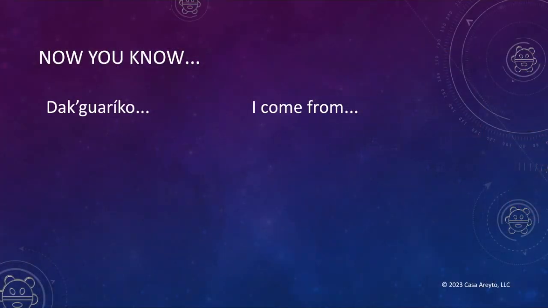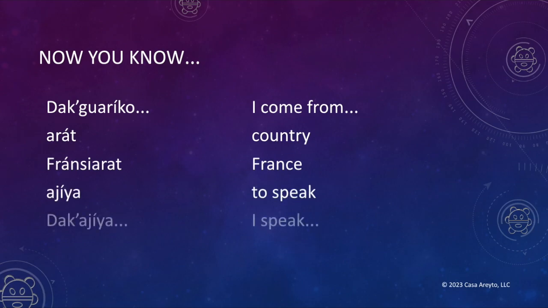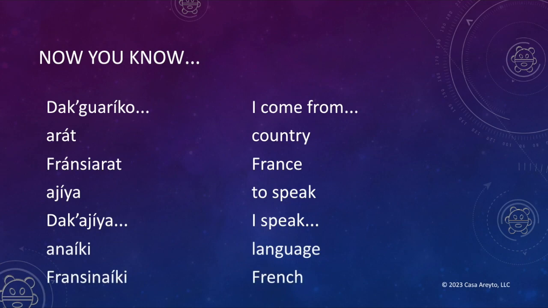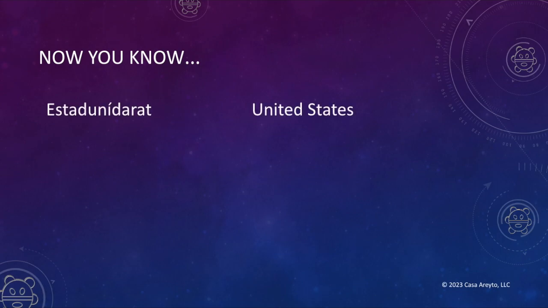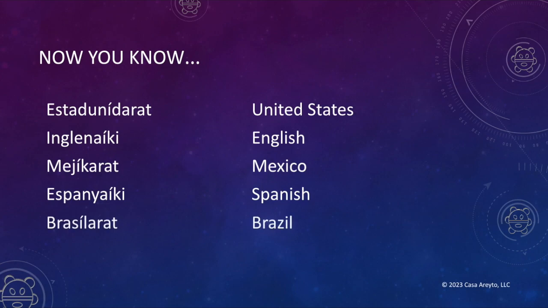Dak guarico, I come from. Arat, country. Franciarat, France. Ajíya, to speak. Dak ajíya, I speak. Anaiki, language. Francinaiki, French. Estadunidarat, United States. Inglenaiki, English. Mexicarat, Mexico. Españaiki, Spanish. Brasilarat, Brazil. Portuganaiki, Portuguese.